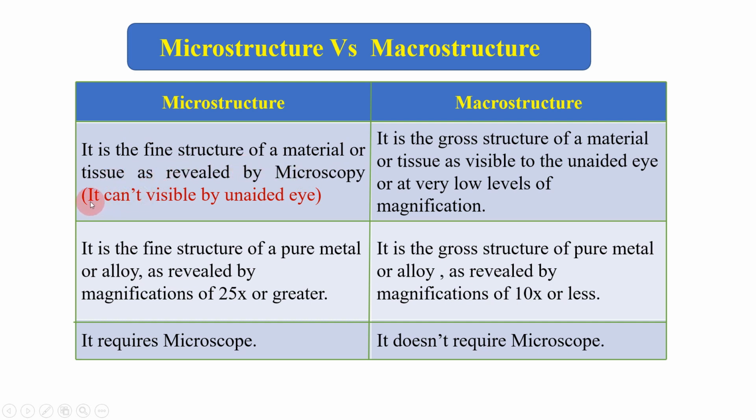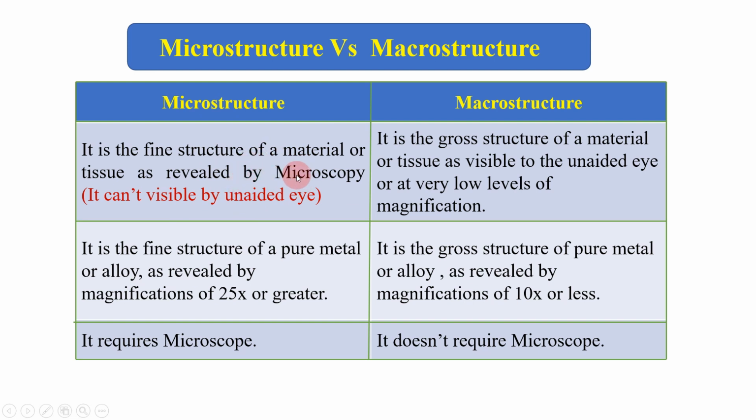It is written in red color. It can't be visible by the unaided eye. Microstructure can't be visible by the unaided eye. For seeing and observing microstructure, we need to go for microscopy, and microscopy means using a microscope.